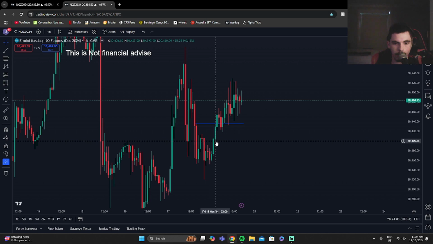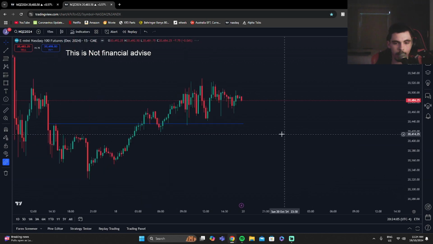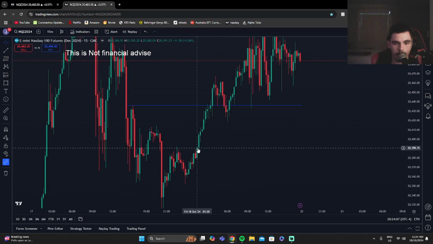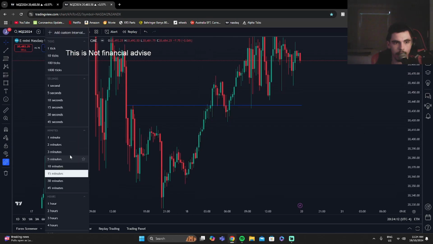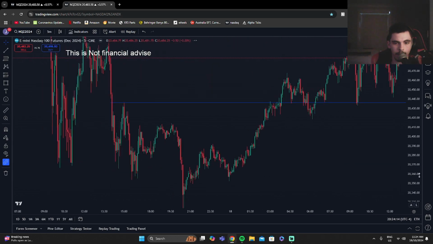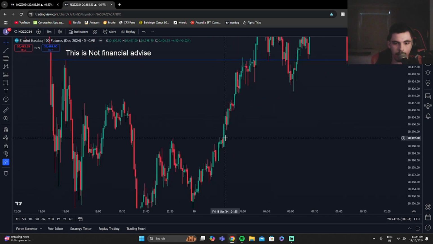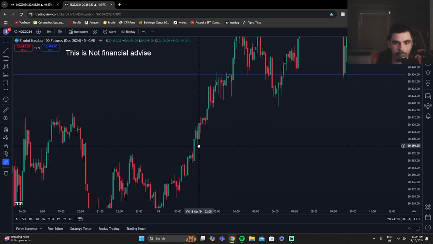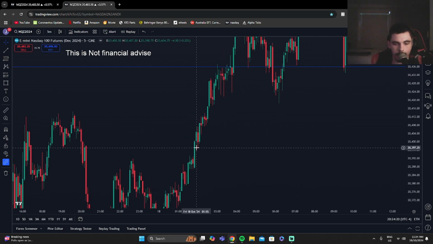And so from 2 AM, we had a really nice setup. Here, there was a 5-minute. So obviously we're bullish order flow. There's a 5-minute tap right here. This is where I entered.